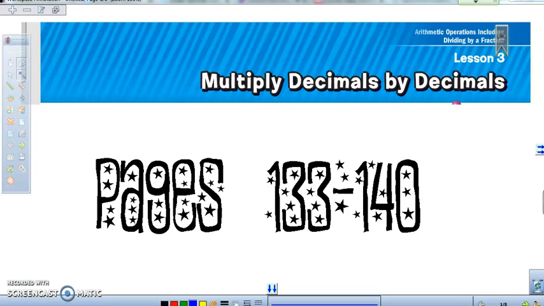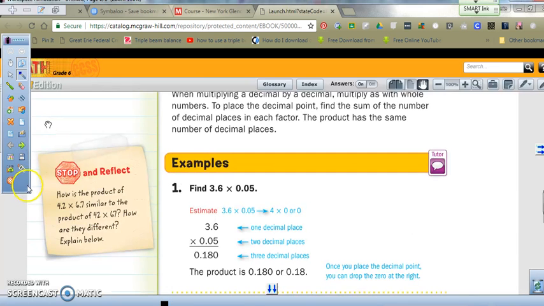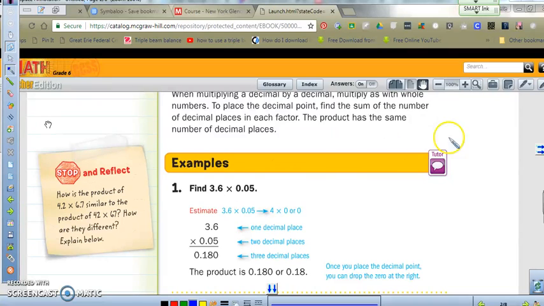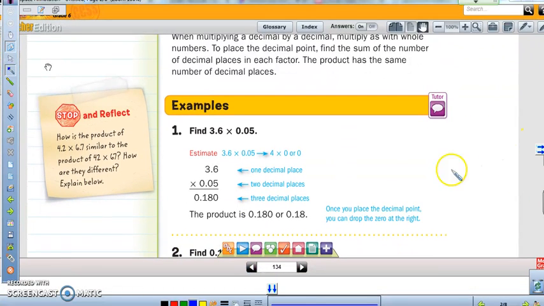So now we're going to be moving on to multiplying decimals by decimals. It's lesson 3, and make sure you're on the right pages, pages 133 through 140. Again, you're going to listen to what I say throughout the video and write down anything I write. If you have any questions, make sure you put a little post-it and then you can ask me later in class. Now I'd like you to turn your page. We're not going to start on the first page, so we're going to start on example 1.